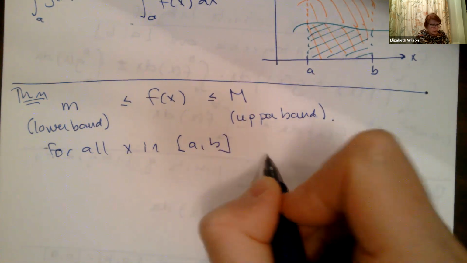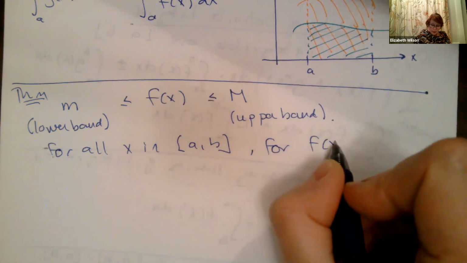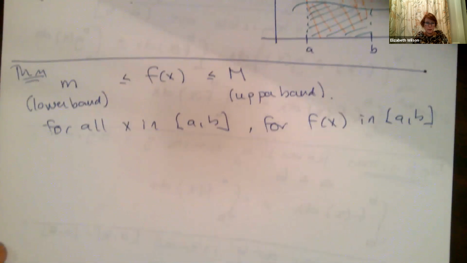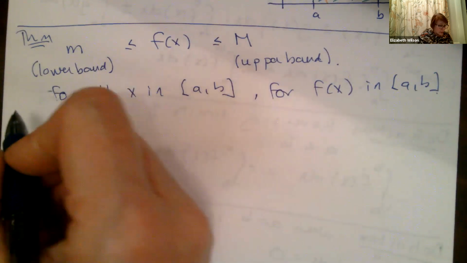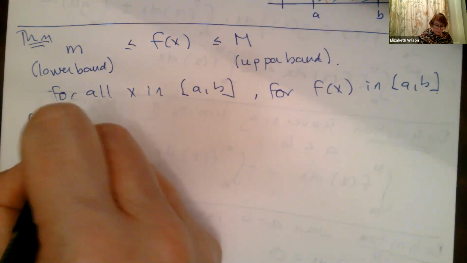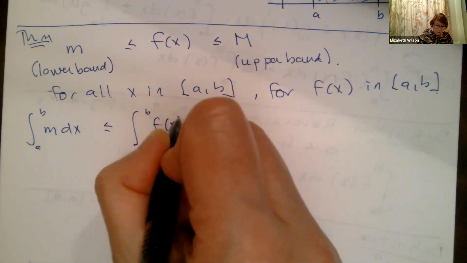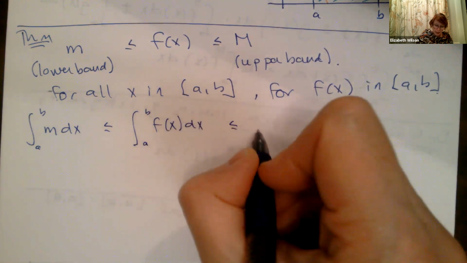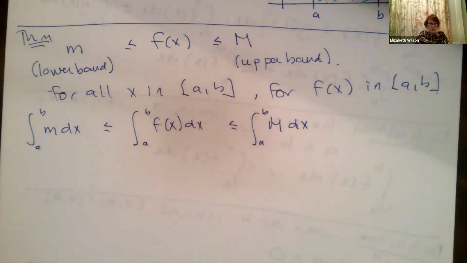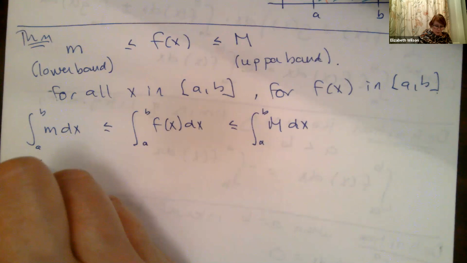Okay, and for f of x in our interval a to b. Okay, so now what happens is this. I'm going to integrate all of these. I'm going to integrate from a to b my lower bound. I'm going to integrate from a to b my function. I'm going to integrate from a to b my upper bound. Okay, what's going to happen is this. When I go to integrate this, I'm going to get m times b minus a.